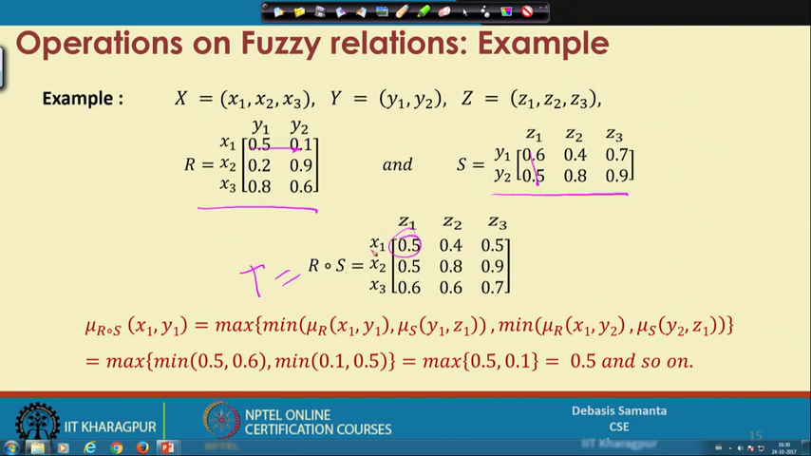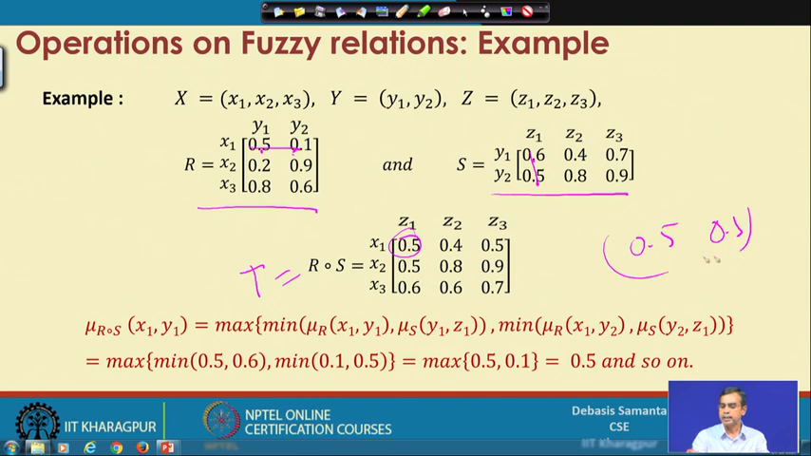So, it will give this one, that means 0.5 and 0.6, we have to take the minimum. So, it is 0.5 and 0.1 and 0.5, we have to take the minimum, 0.1, and taking the maximum of this, so, 0.5. So, this is 0.5, and likewise if we traverse this one and this one, this element can be obtained, this one and this one, then this can be obtained, then this element can be obtained and so on. So, this is the max min composition operation that can be applied on two relations R and S.